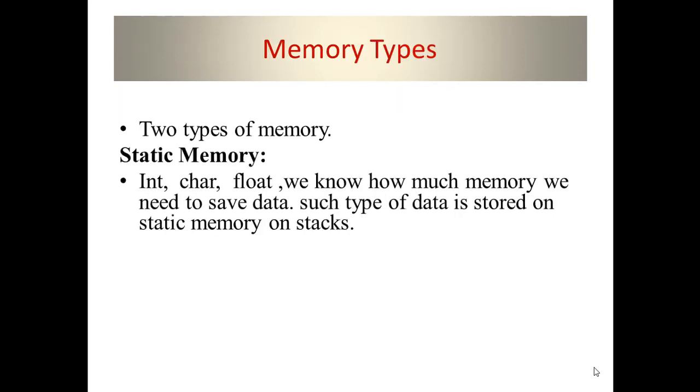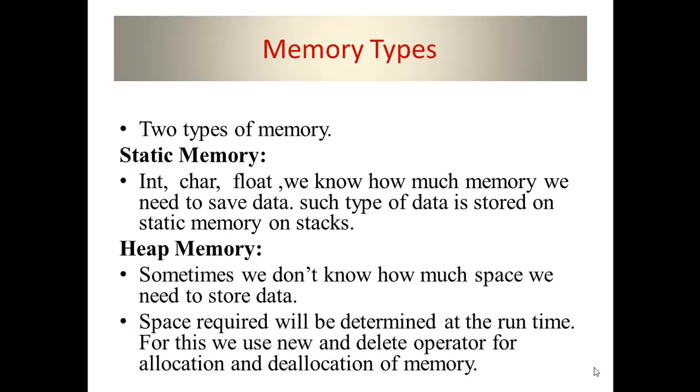So there are two types of memory. Number one is static memory: int, char, float. We know how much memory we need to save such data. So such type of data is stored in static memory on the stack. Stacks usually follow the last in, first out mechanism. So all the predefined data types like integer, float, arrays, for which we already know how much space they need, we save on the stack in static memory.